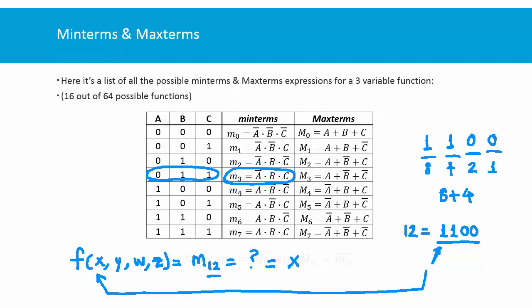Now, this is a sum of products. This is a minterm, so I have to AND it with the second variable. The second variable would be y. The third variable would be w. However, since w is 0, we have to invert it. And z is also 0, and we have to invert it. So that's the easy way to get minterms without building the truth table. You can see the number of minterms, and then you get the expression.